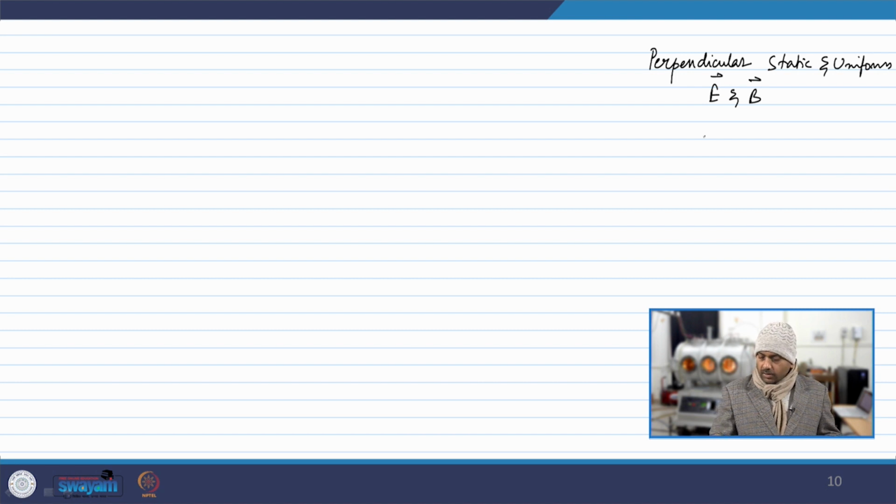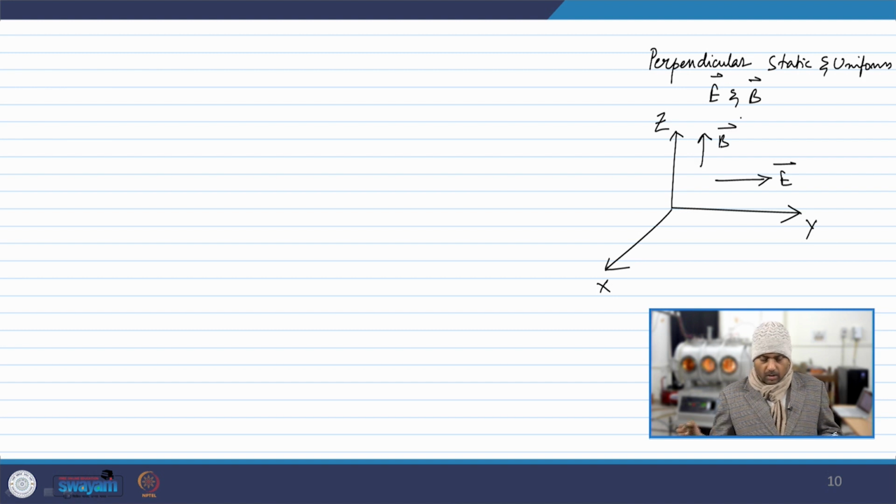So, let us say we consider the coordinate system like this, and let us say this is x, y, z. Take the electric field to be in this direction and the magnetic field to be in this direction. Now, the response of charged particle to a perpendicular component of electric field in the presence of the magnetic field. That is the basic outline of the topic.